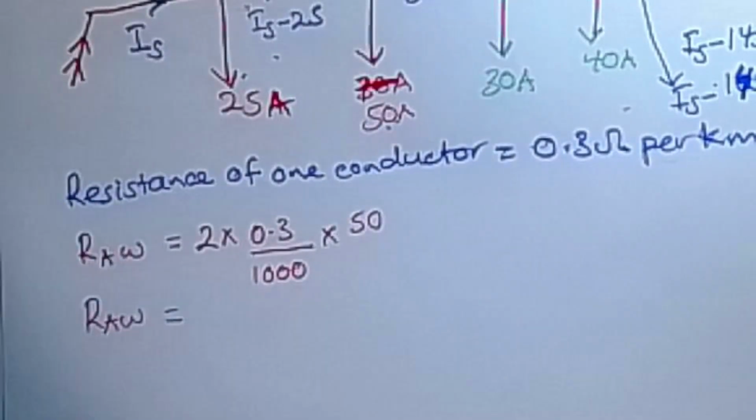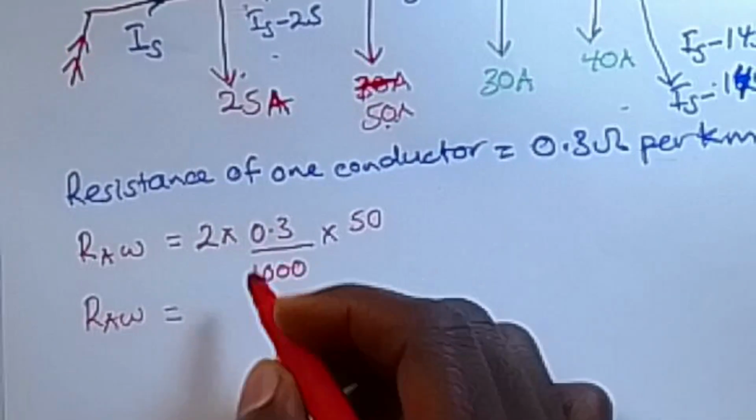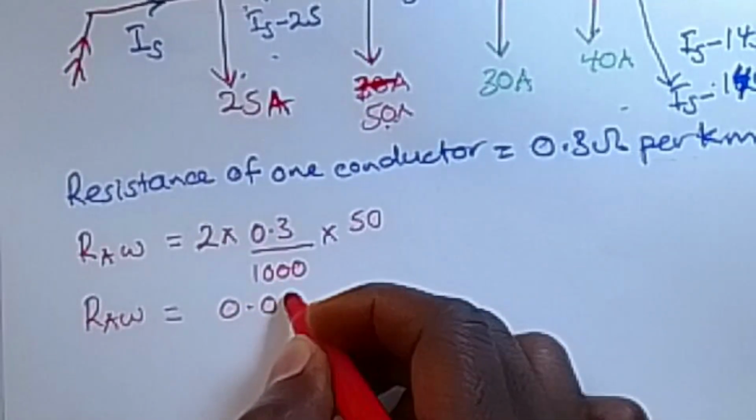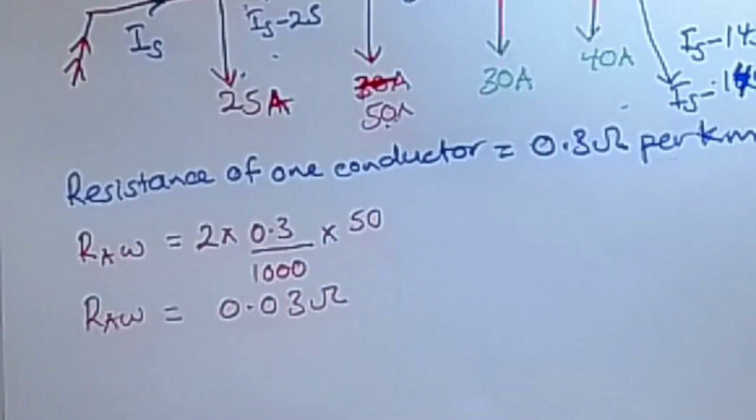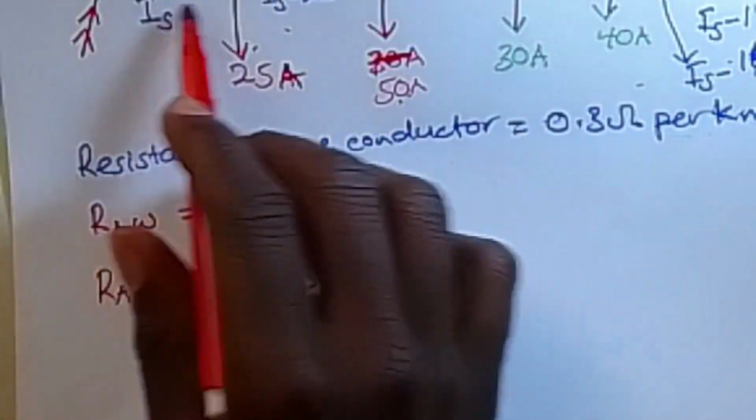So someone with the calculator, help us with the answer here. What is the answer? It is 0.03 ohms. Those who are online, you can also feel free to participate in getting the final values. So that is the resistance between A and W.